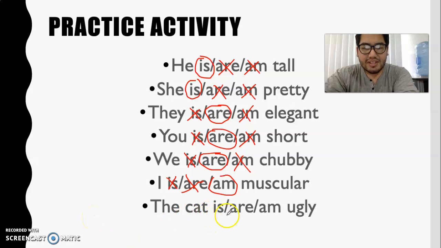The cat is ugly, the cat are ugly, or the cat am ugly? Let's see. The cat am ugly? I don't think so. No. The cat are ugly? Doesn't sound right. The cat is ugly? Yes, the cat is ugly.